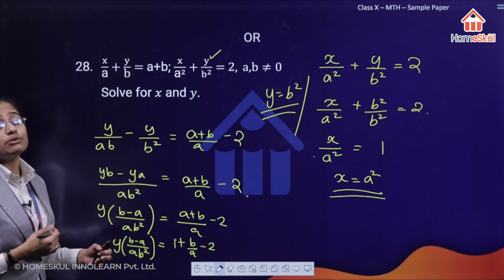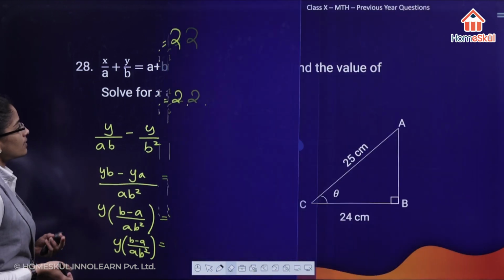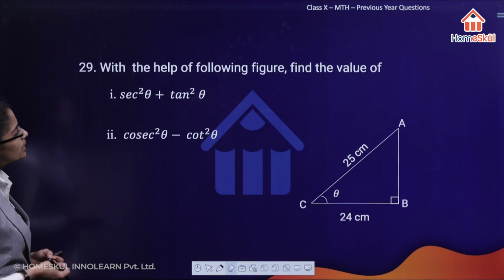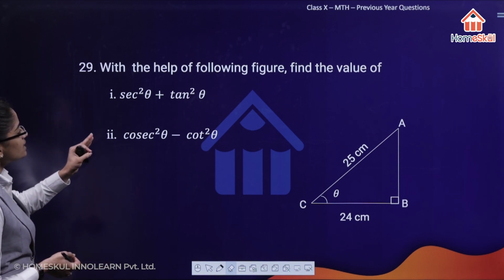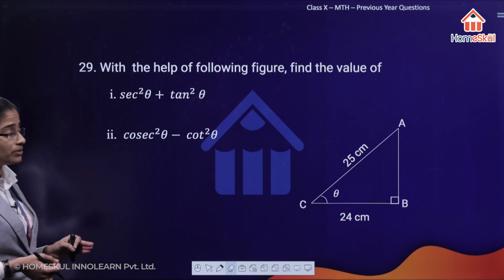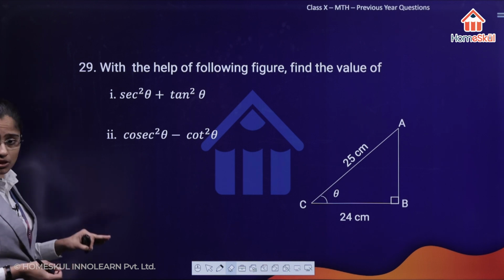Clear? So, shall we move on to the next question? 29th question. With the help of the following figure, find the value of sec square theta plus tan square theta, and the second sub question, cosec square theta minus cot square theta.